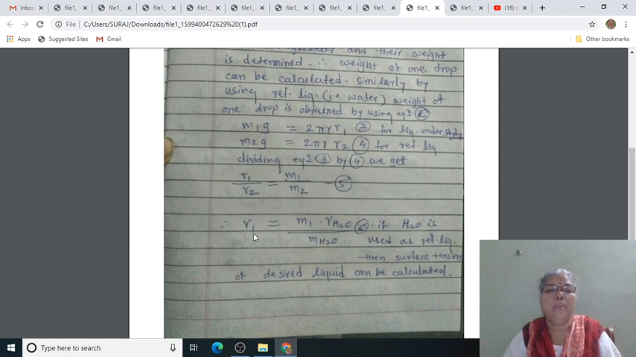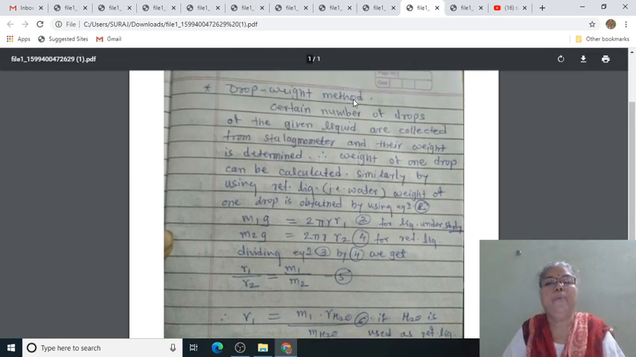Therefore, gamma 1 is equal to m1 into the surface tension of water divided by the mass of water. We get the surface tension of the liquid under study, and by using this equation number 6 we can calculate the surface tension of a desired liquid, or the surface tension of a liquid under study. This is the drop weight method.